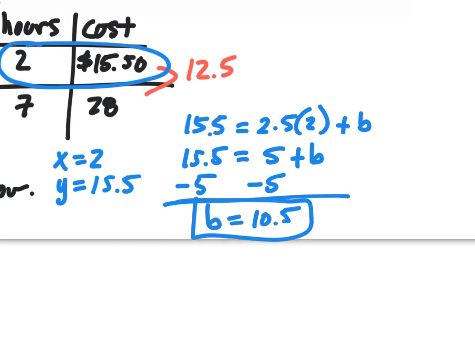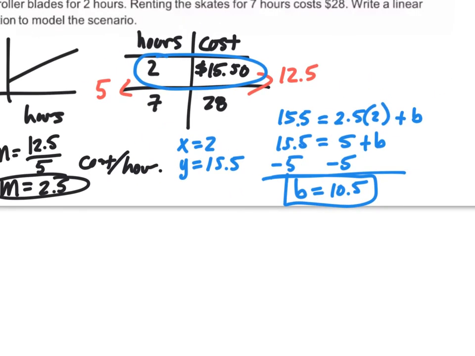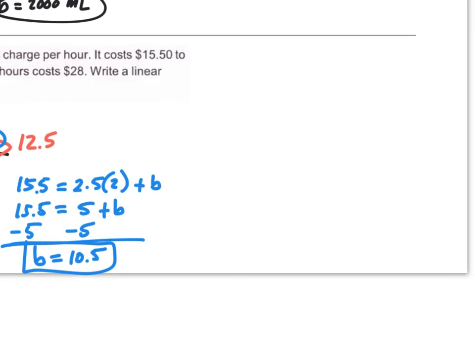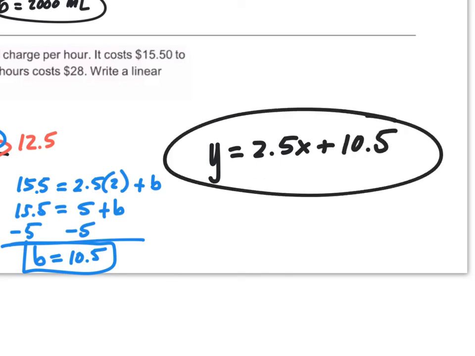And that's what we've got. So I have my slope, which is 2.5, and my y-intercept, which is 10.5. So my equation is y equals 2.5x plus 10.5. And that is an equation that models the situation.